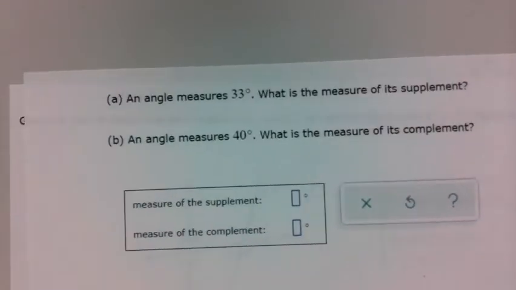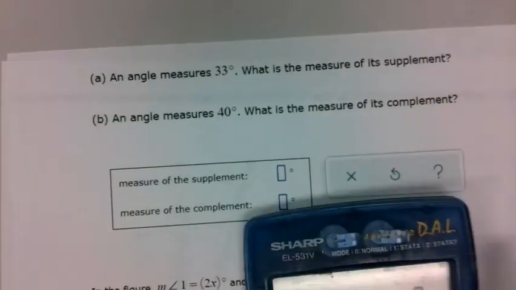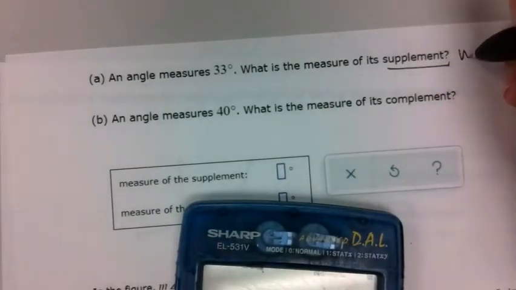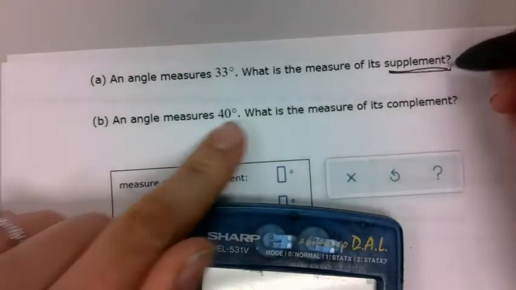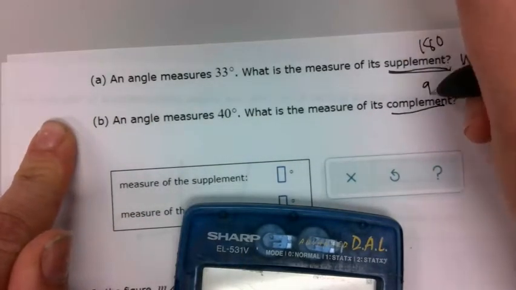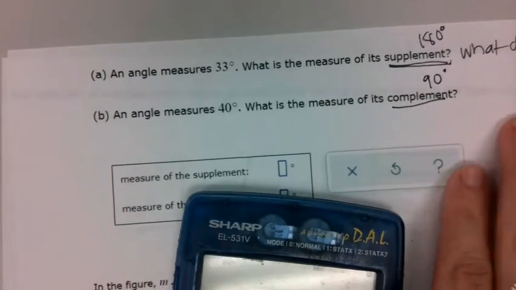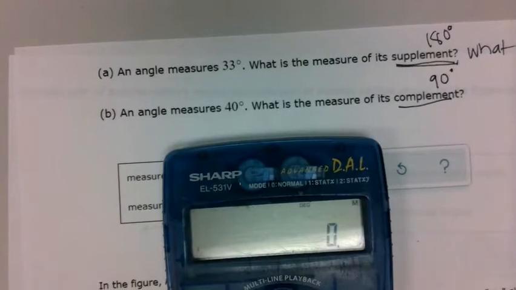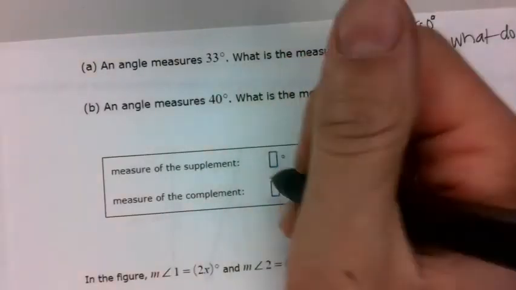Okay, so this is following up with the question that we just asked. If an angle measures 33 degrees, what is the measure of its supplement? So in other words, what do I add to get to... Now, supplement 180, complement 90 degrees. That's just something we've got to memorize. So what do I add to get 180? Well, take my calculator, 180 minus 33. My supplement is 147.